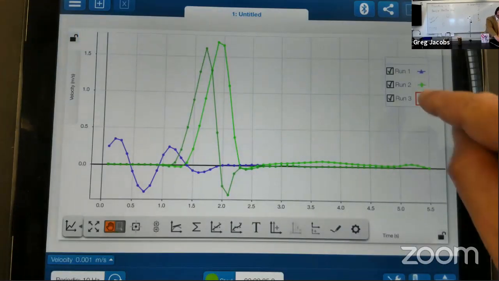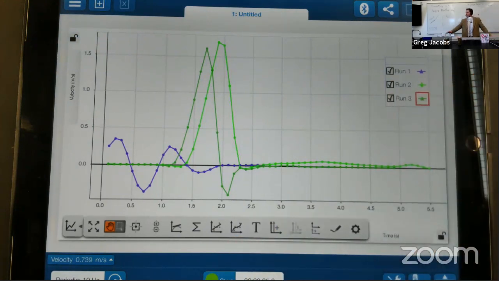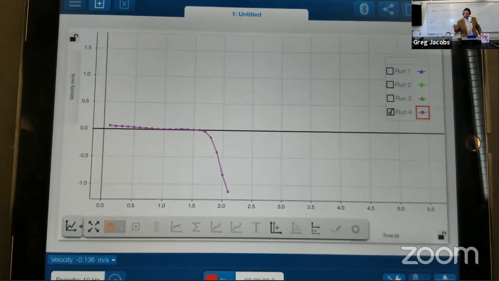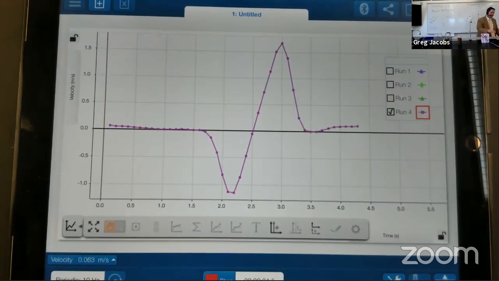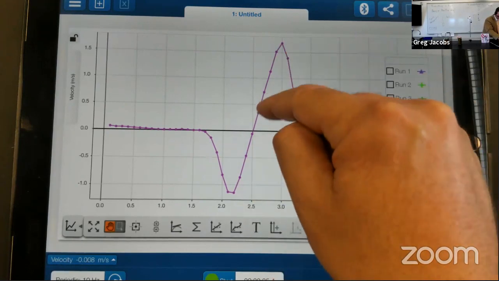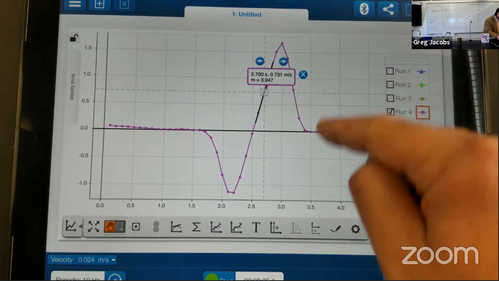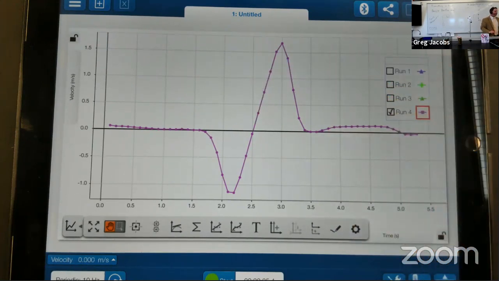Velocity time graph. And here we go. Look at that. Look at that. We have the same slope as we had before, and it's 3.9 meters per second, just like we predicted.